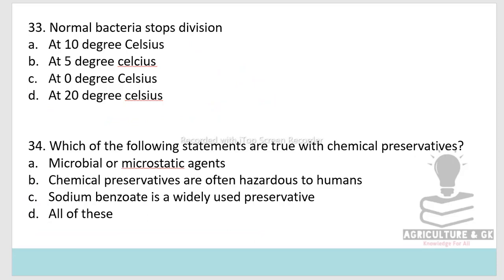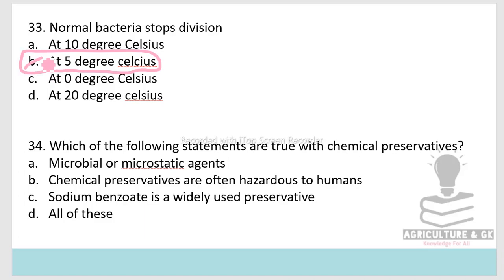Now moving next. Normal bacteria stops division at 10 degrees Celsius, at 5 degrees Celsius, at 0 degrees Celsius, or at 20 degrees Celsius. So when does a normal bacteria stop division? Normal bacteria will stop division at 5 degrees Celsius. So our answer will be option B.